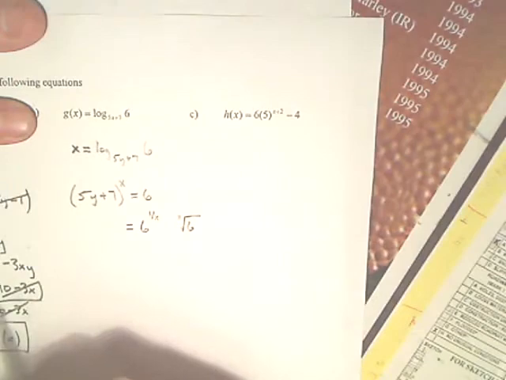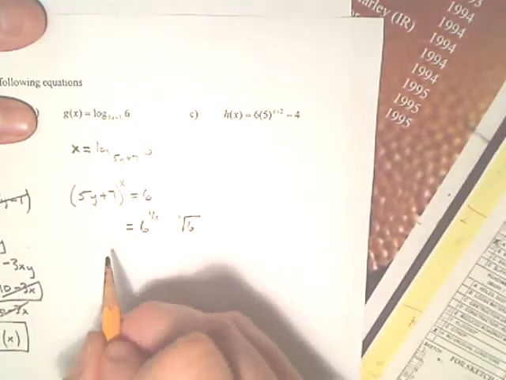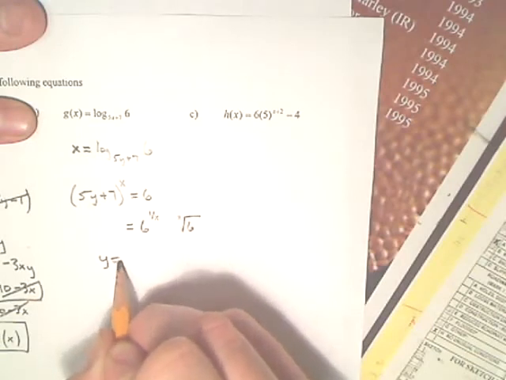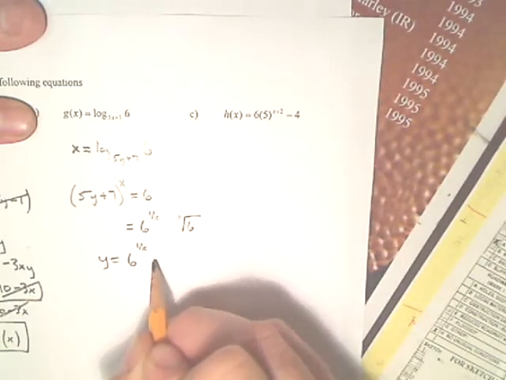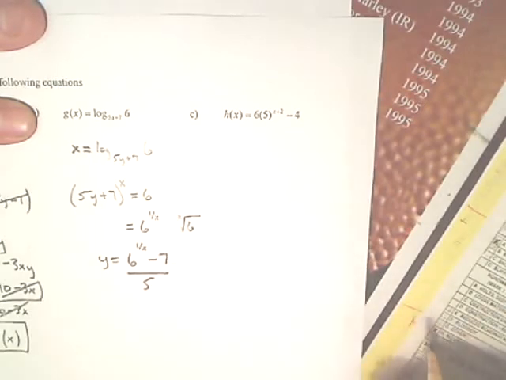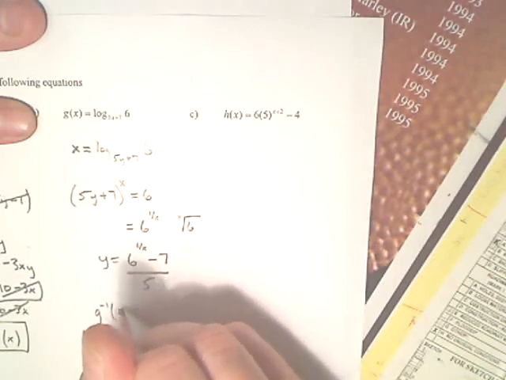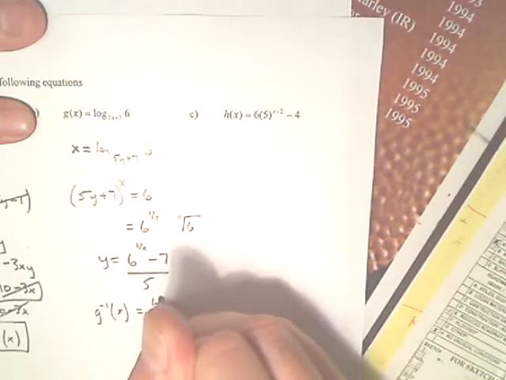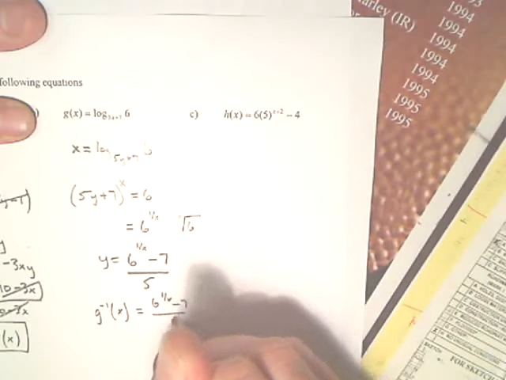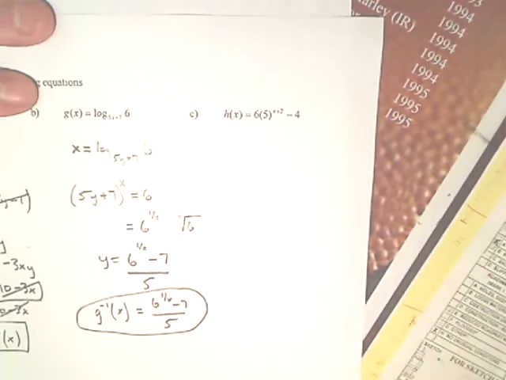The last step would be subtracting the 7 and dividing by 5. Subtract the 7, divide by 5. Don't know why that's so hard to see. So I'm just going to use the correct notation just to practice. Okay.